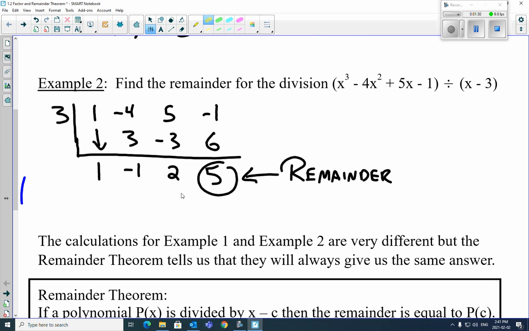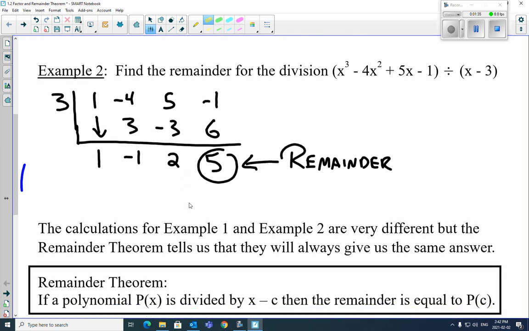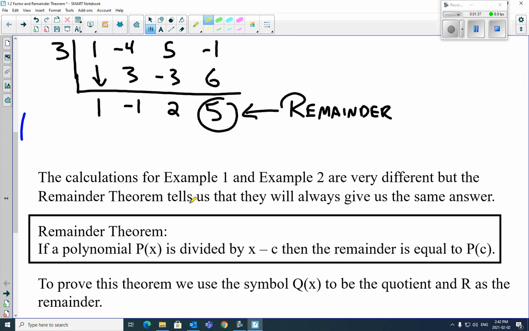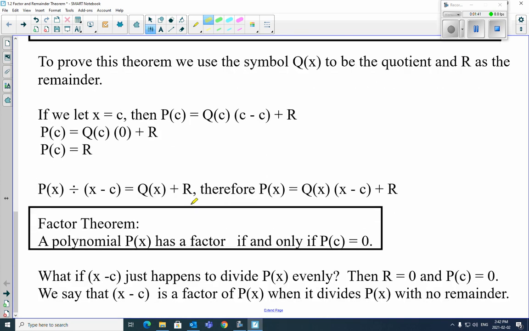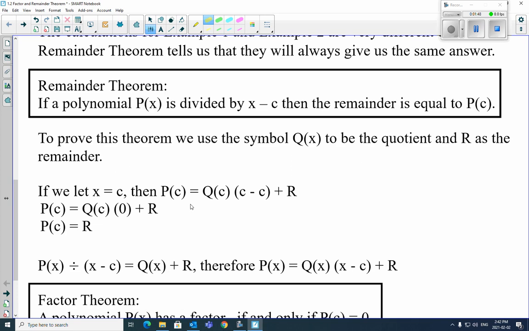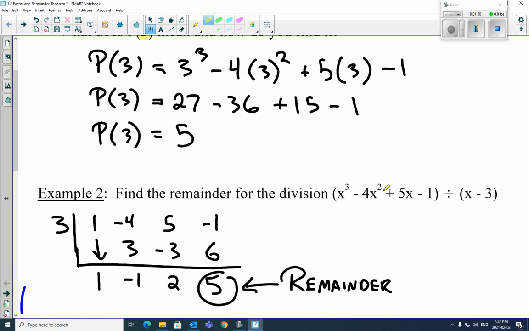So the calculations for example 1 and 2 are very different, but the remainder theorem tells us they always give us the same answer. So this is just a fancy way of saying if you plug in a number and you end up with a remainder of 0, then you know that what you plugged in was a factor. So back up here, this x minus 3, is it a factor? No, because we ended up with a remainder of 5. If we plug this in and we end up with a remainder of 0, hey, that is a factor of that polynomial. So it's a fast way to tell us whether or not it's a factor.